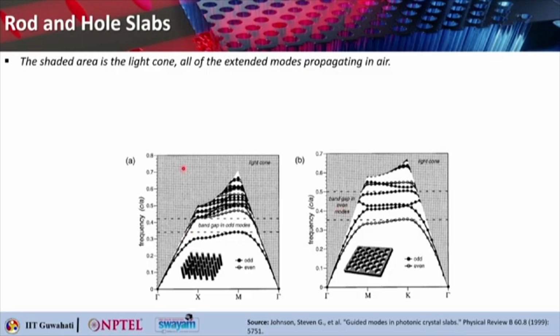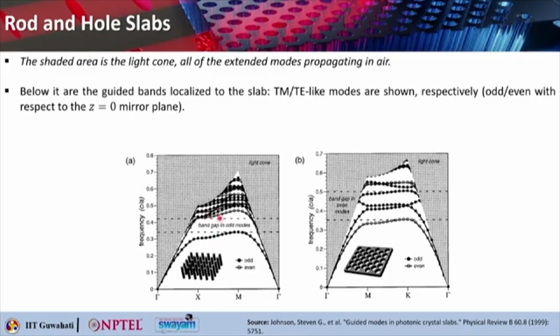So what are these shaded areas? This shaded area is basically the light cone. All of the extended modes propagating in air reside here. Below this, these are all guided bands, localized to the slab. They are TM-like modes, but here you are calling them odd or even, and that is with respect to the z equals 0 mirror plane.